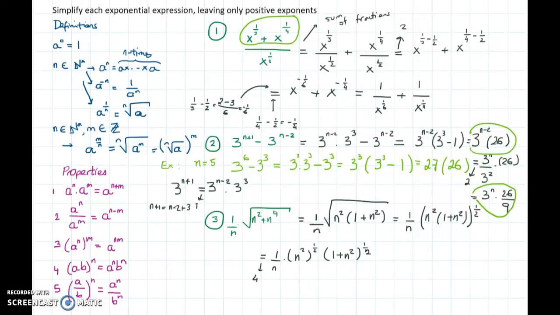And this is nice because we can simplify over here this using the property 3. We have a power of a power. So we have over here n to the power of 2 times a half. So that's just n. So this is 1 over n times n times 1 plus n squared, all of that to the power of half. And now we can simplify the n that is dividing and multiplying, and our final expression is 1 plus n squared to the power of half, or if you wish, square root of all of it.